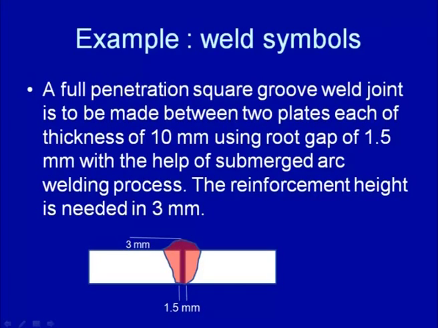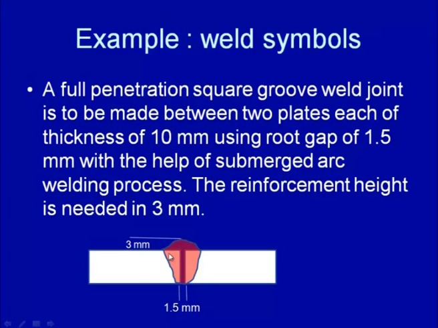Now, we will see two examples demonstrating the use of the welding symbols and how the welding symbols are developed. Say for one case, a full penetration square groove weld joint is to be made between two plates, each of 10 mm thickness, using a root gap of 1.5 mm, and this weld is to be developed with the help of the submerged arc welding process, where the weld has a reinforcement height of 3 mm.